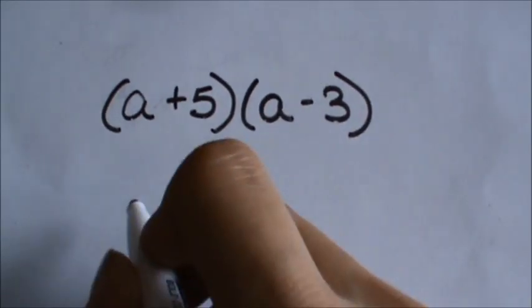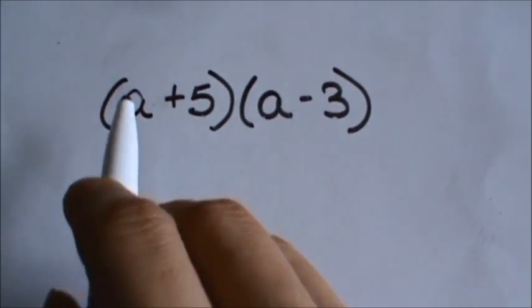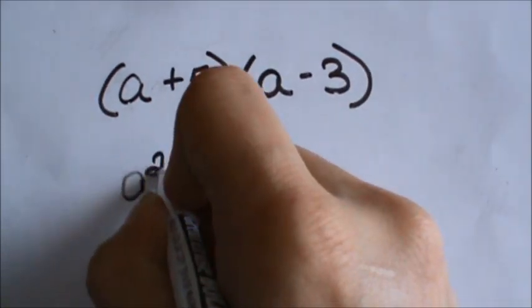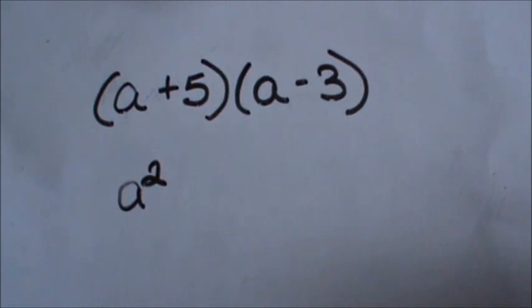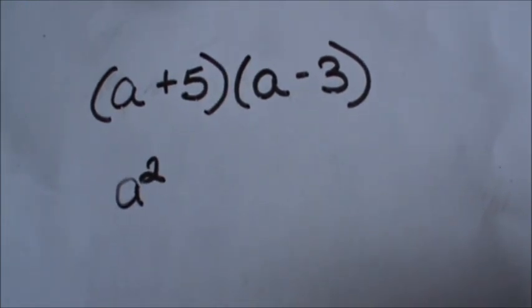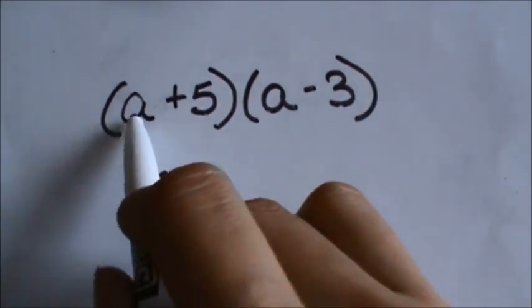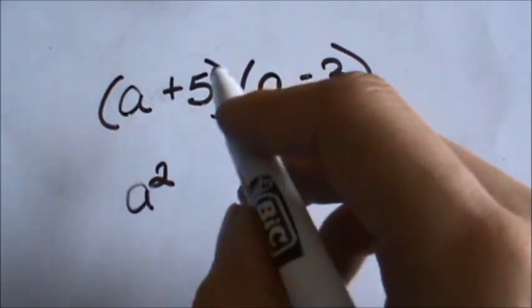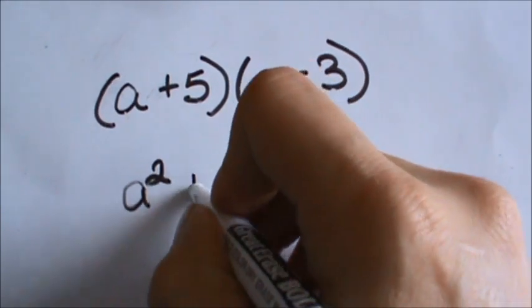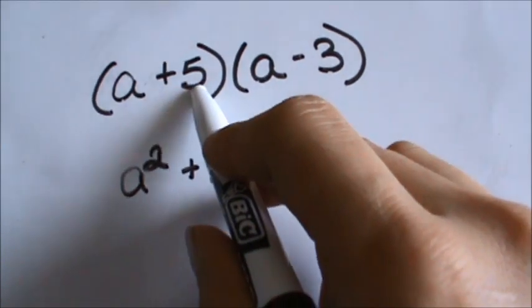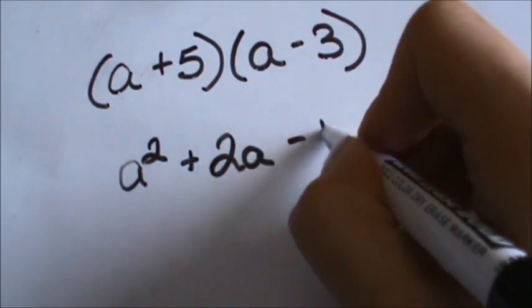Okay, let's do this mentally. Using FOIL, the first term, a times a, is a squared. The next term is going to be the outer and the inner term combined. So the outer term is negative 3a, the inner term is 5a. Negative 3a plus 5a, positive 2a. Last term, 5 times negative 3.